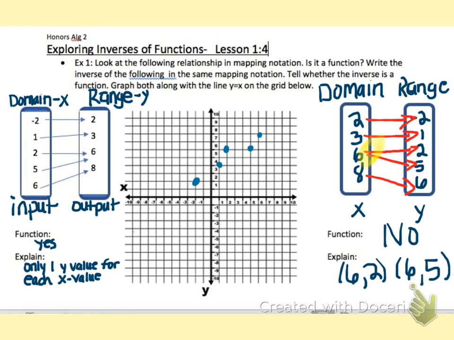Now if I were to take those ordered pairs and plot them, so plot (2, -2), if you want to take a minute and pause and graph these, or graph them along with me. So (2, -2), I'm going to go 2 to the right and 2 down, so there's a point. (3, 1), (6, 2), (6, 5), (8, 6).